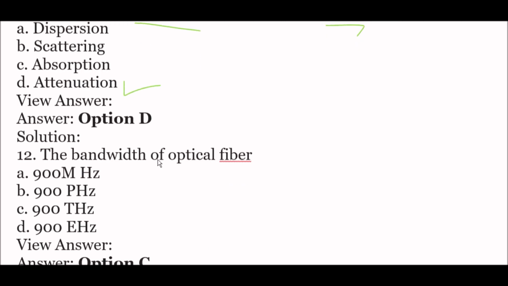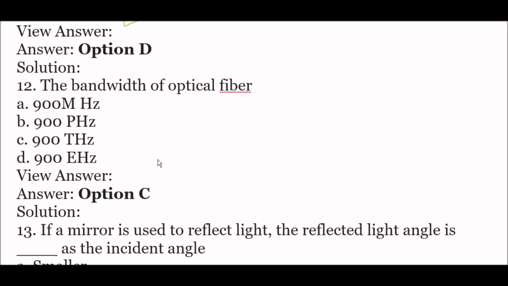Okay. Next question. The bandwidth of optical fiber. Option A, 900 megahertz. Option B, 900 petahertz. Option C, 900 terahertz. Option D, 900 exahertz. Right answer is option C, 900 terahertz. Okay, the bandwidth of the optical fiber is 900 THz, and students, THz means terahertz. Okay, T stands for tera.